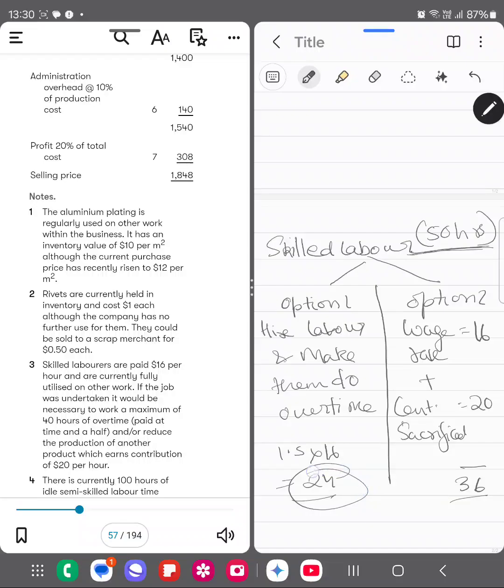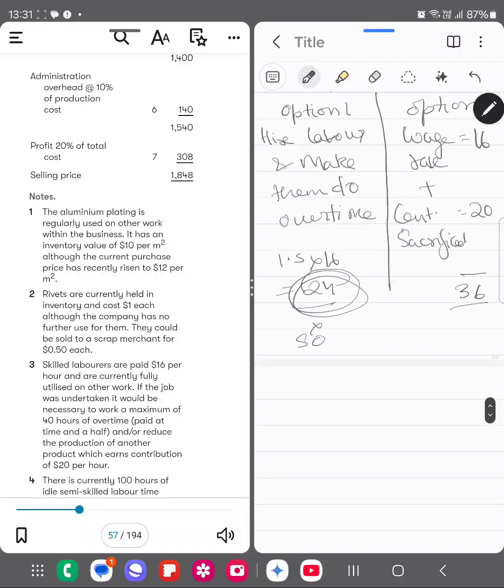So what is the cheapest option? I feel that hiring new labor would be a better option. So if you hire a new labor, then what will be your cost? It will be 24. But if you divert your labor from another project to the current project, your wage rate is 36 per hour. So how many hours are required? 50, right? So let me calculate. So it is 24 into 50, 1200.